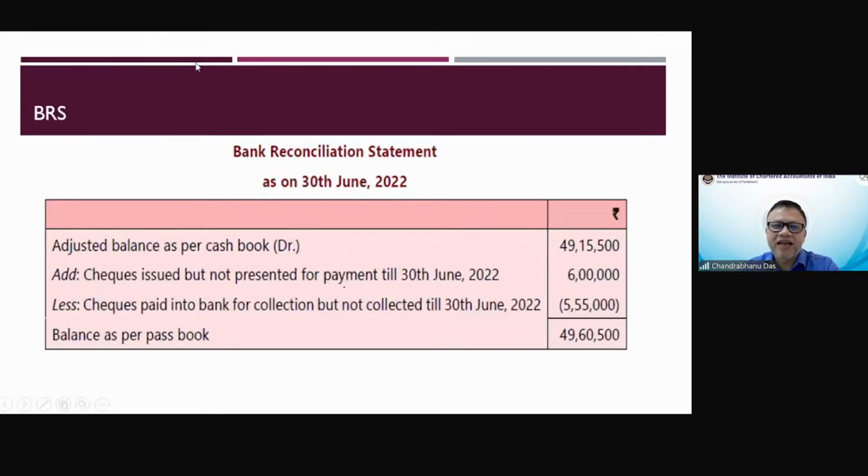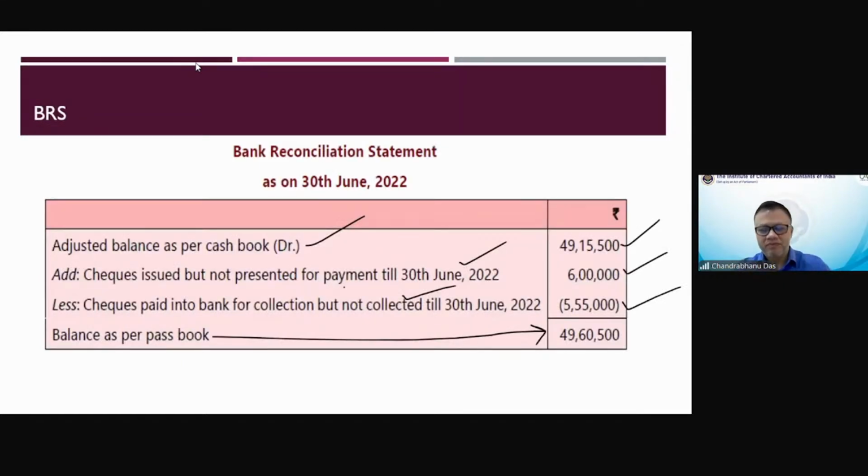So you are now preparing the adjusted balance as per cash book. It's a debit balance, positive balance. Add your checks issued but not presented for payment, 6 lakhs. Then checks paid into bank for collection but not collected till 30th June, 5 lakh 50,000. And then you get your balance as per passbook. Once you add all this, you get a balance as per passbook. I hope you understood, or if you have any doubt here, you can ask me.